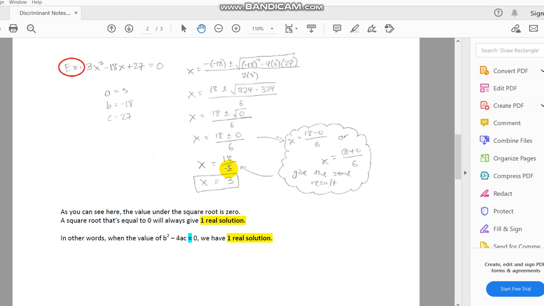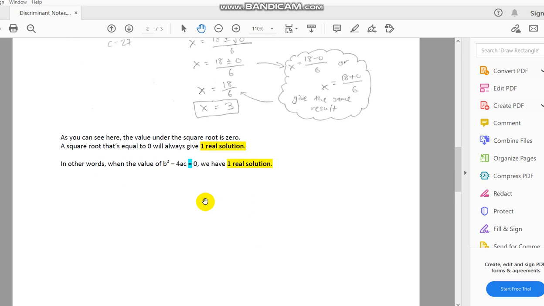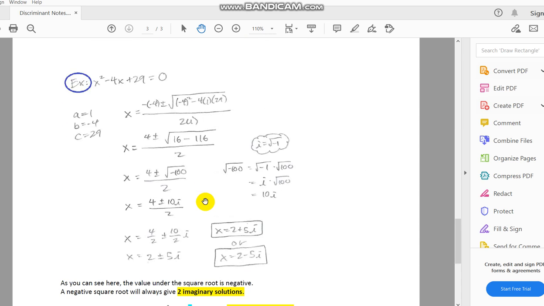Now, the reason why this happens is because, remember what I mentioned before, anytime you take the square root of 0, well, the square root of 0 is 0. Whether we add or subtract 0, it doesn't matter. We're going to get the same thing anyway. So that's why when you have a square root that's equal to 0, you're going to get one real solution. So in other words, if the value under the square root, b squared minus 4ac, is equal to 0, we're going to have one real solution, which would be right there for this particular example. Okay, scrolling down.